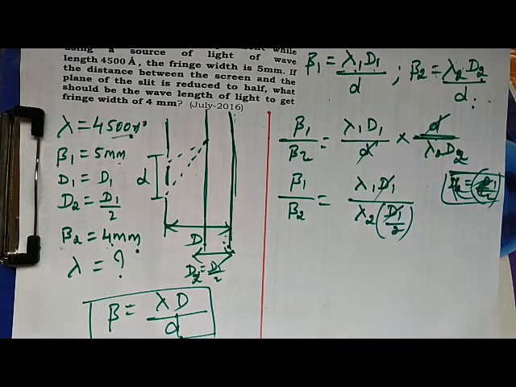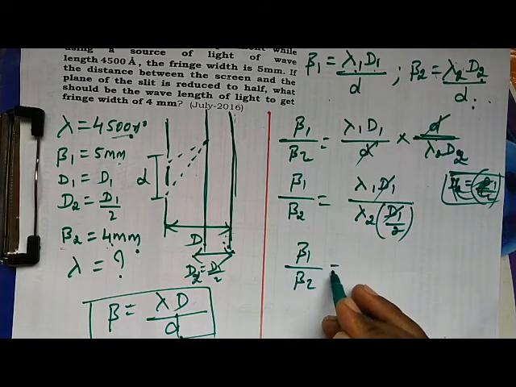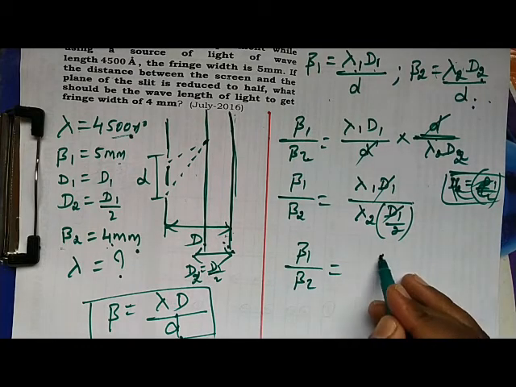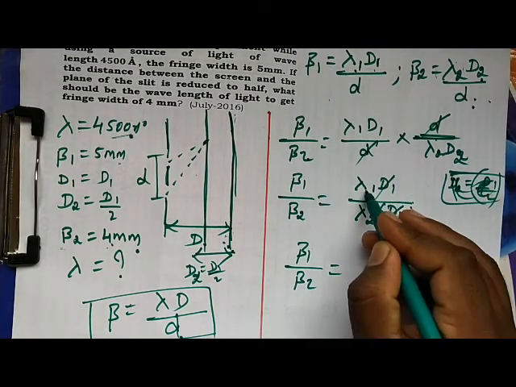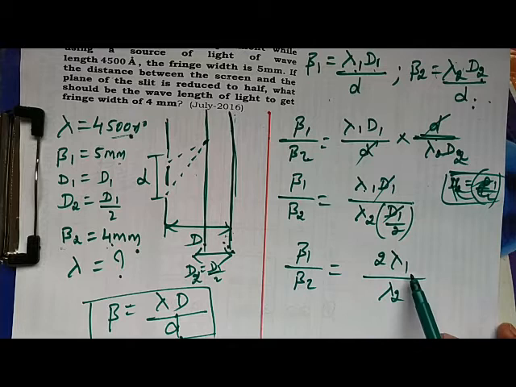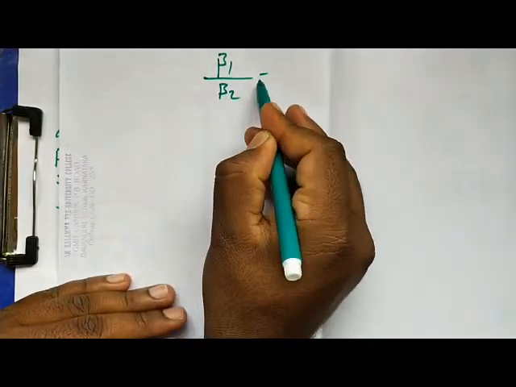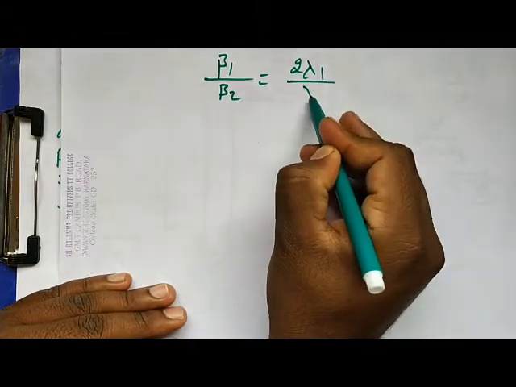This d1 gets cancelled. So remaining we have the ratio of the fringe widths, beta 1 by beta 2 is equal to 2 lambda. This 2 goes to the numerator. So 2 lambda 1 divided by lambda 2. So lambda 1 is given, beta 1 and beta 2 values are given. Based on that we need to find the lambda 2 value. So here, beta 1 by beta 2 is equal to 2 lambda 1 divided by lambda 2.